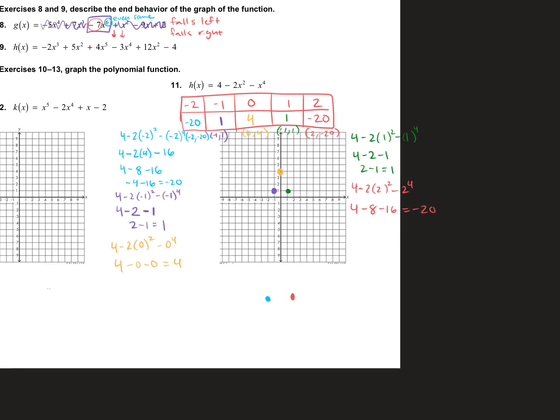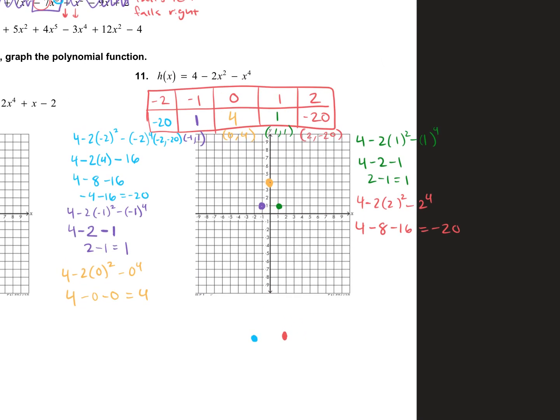Now let's talk about our end behavior of the graph. Which term am I going to look at to determine the end behavior? The highest degree. So which one's that? Negative x to the fourth power. X to the fourth power, is that even or odd? Even. And does even mean that they go in the same direction or opposite? Same.